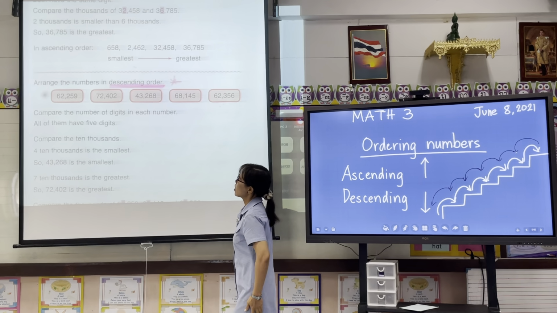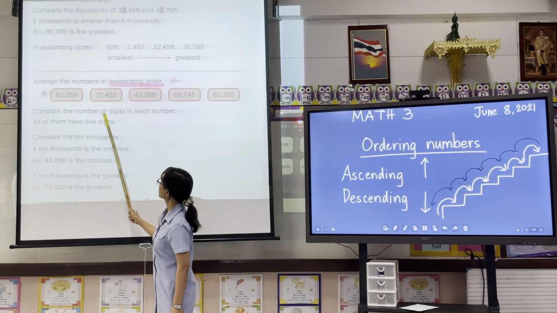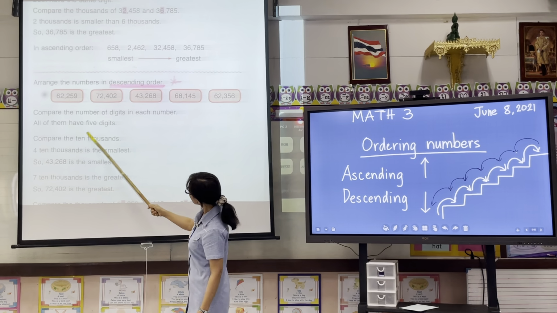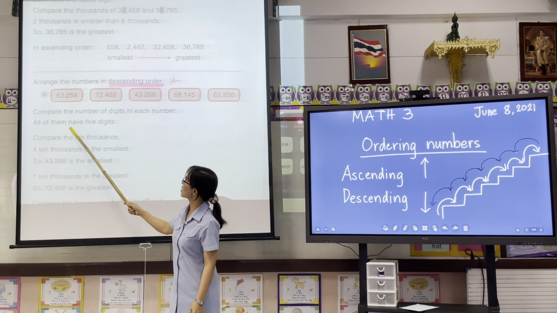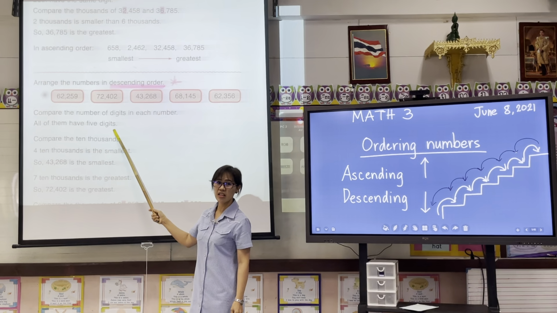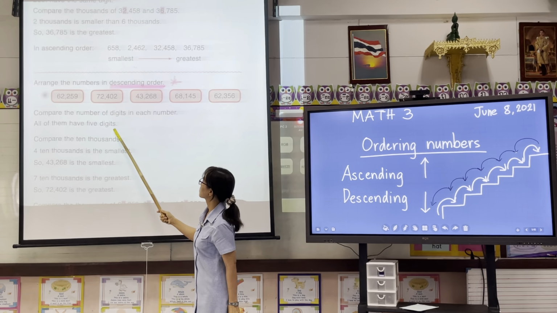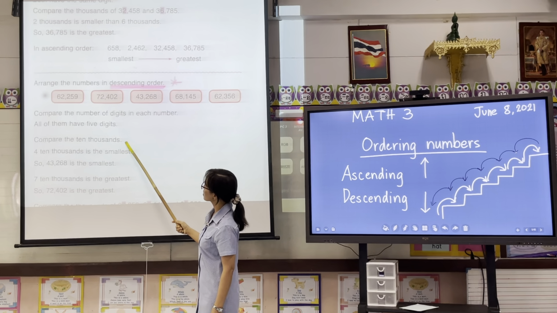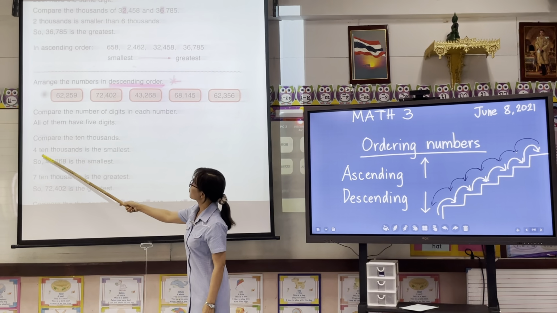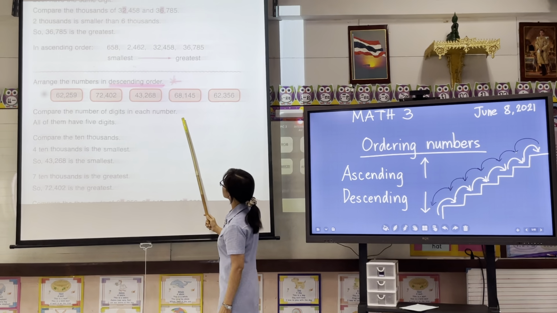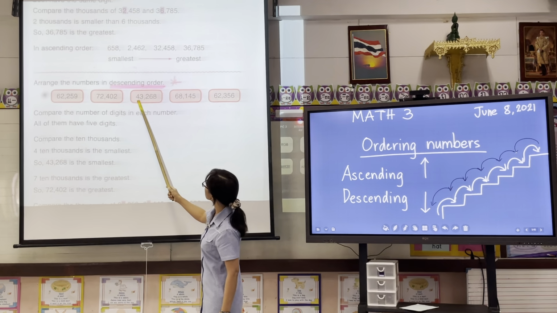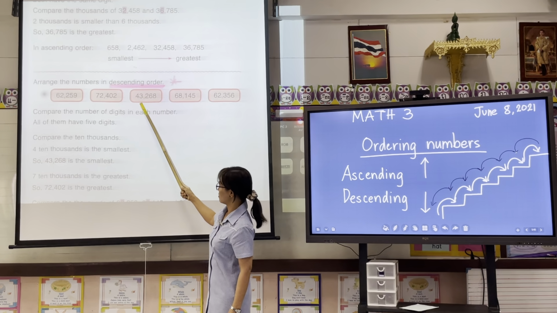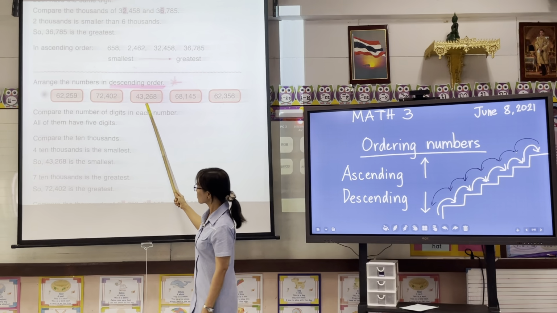Alright. Now, again, compare the number of digits. That is the first step. Yeah, all of them. You see, all of them have 5 digits. Alright? So let's move on to the next step. Compare the 10,000s. Okay? Compare the 10,000s. You see, 4 10,000s is the smallest. Okay? So this is the smallest number. Alright? Smallest. Alright, so this already out.